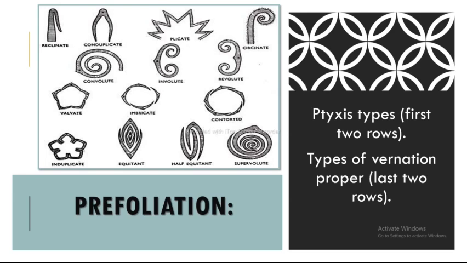Examples include ladyfinger, cotton, and hibiscus flowers. Next type of vernation is induplicate vernation, where each piece is involute. For example, it has its two margins bent or rolled inwards, such as in clematis.